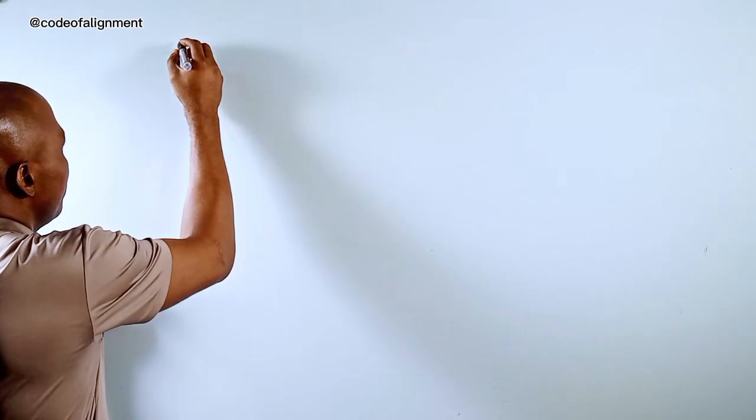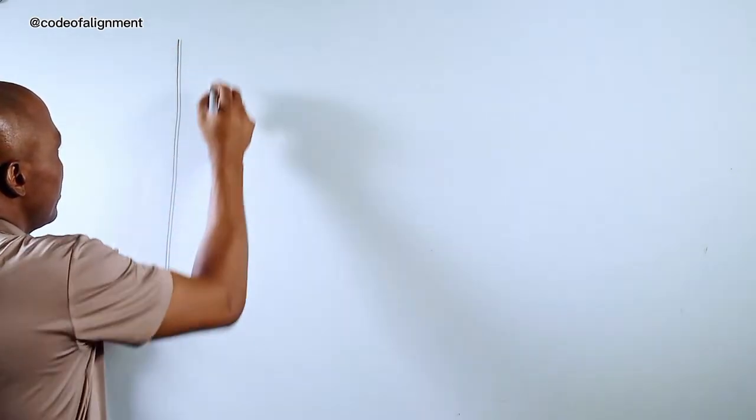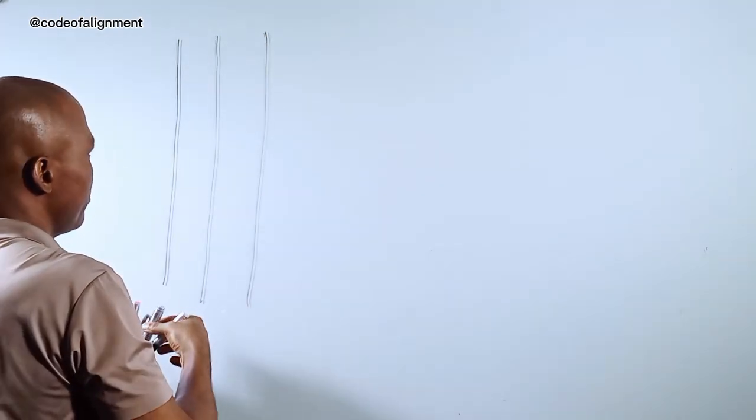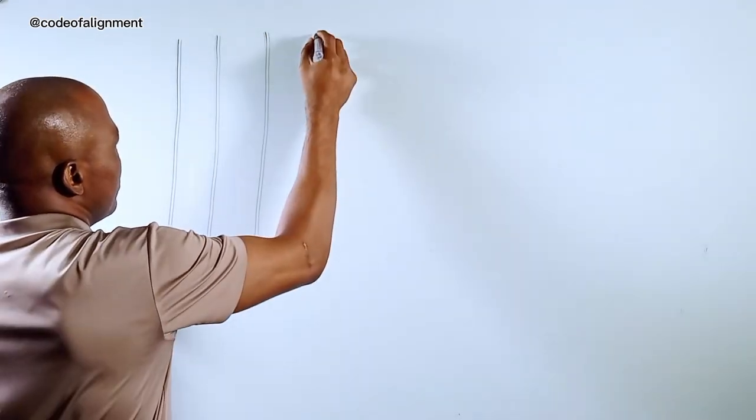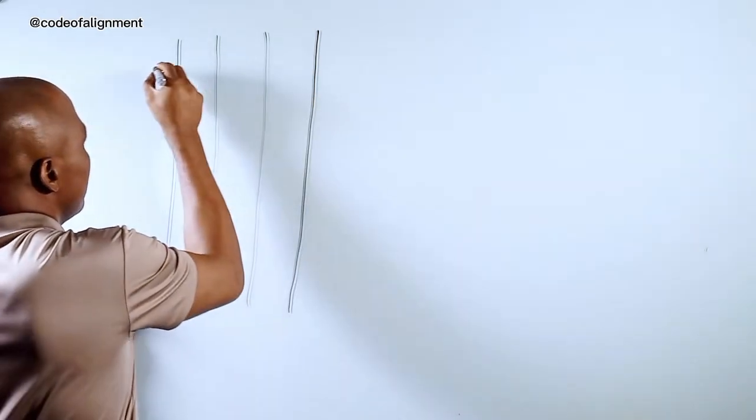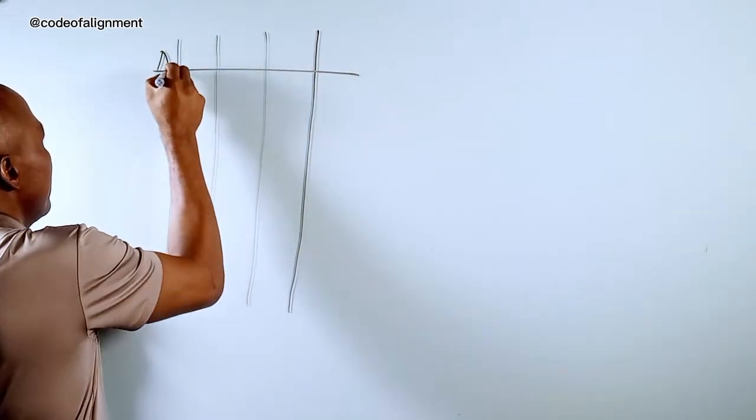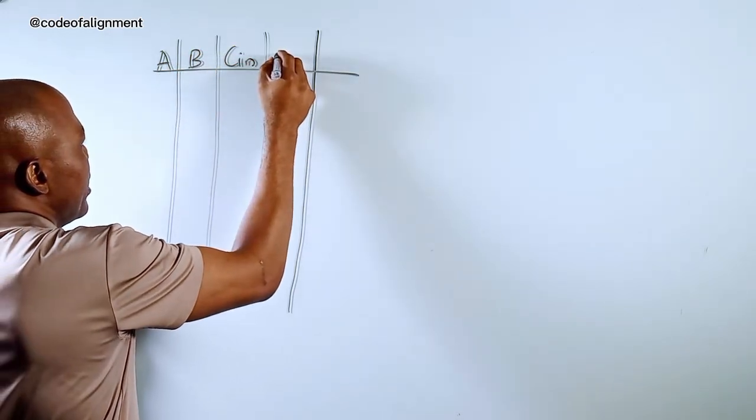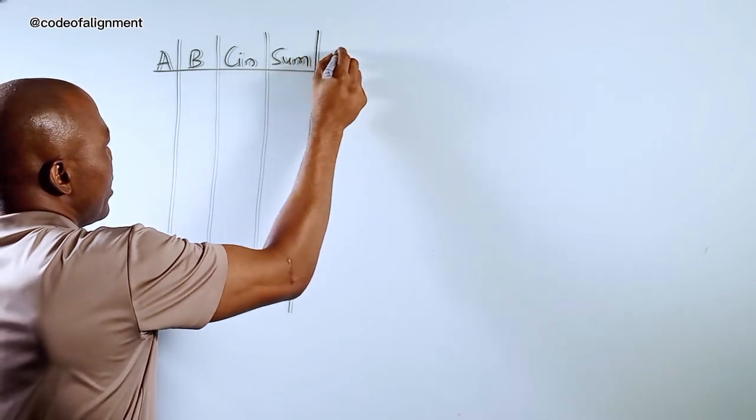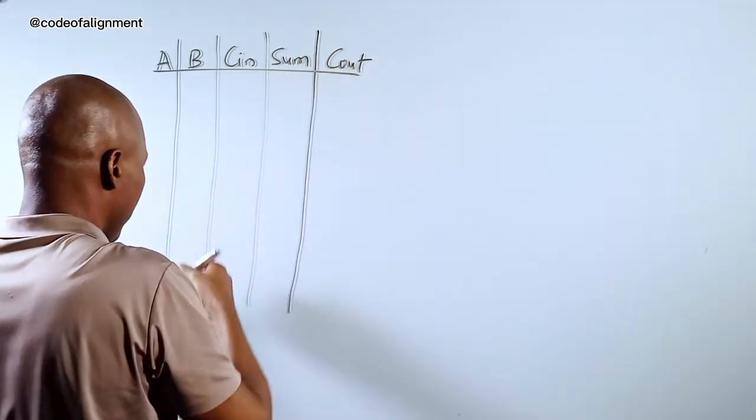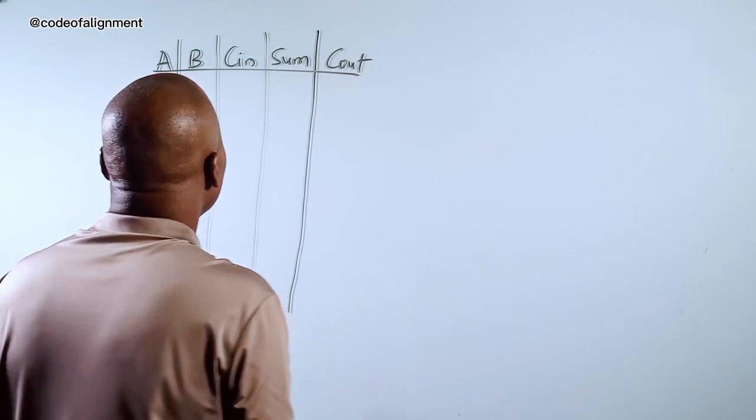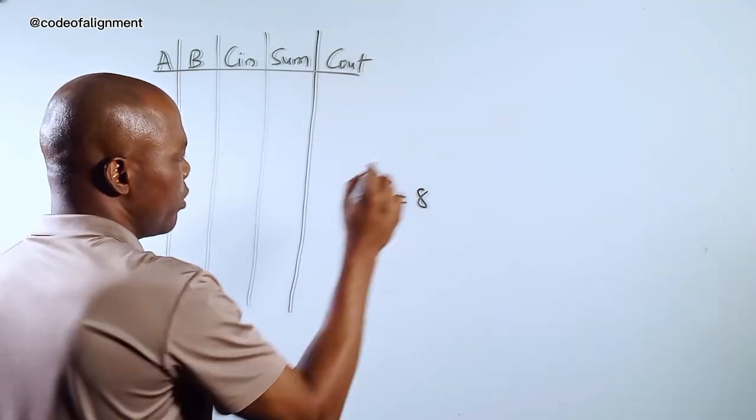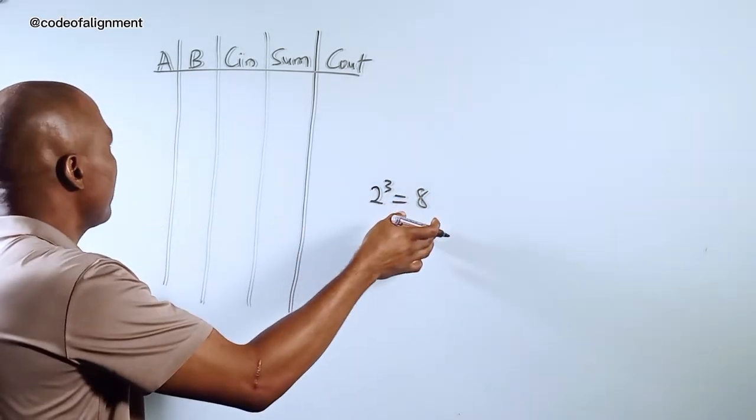So I'm going to have three inputs. I have A, I have B, and then I have C in, and then sum, and then C out. That is carry out. For my three inputs, since I have 2 raised to power 3, that will give me what? 8. So I'm going to have 8 possible patterns.